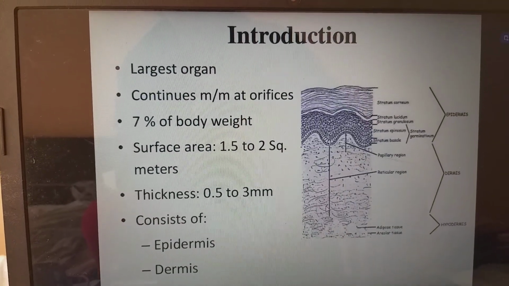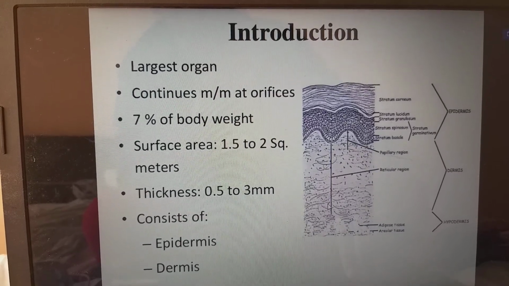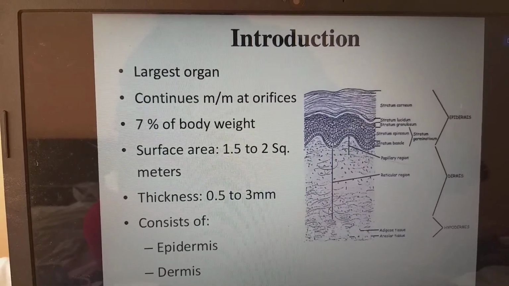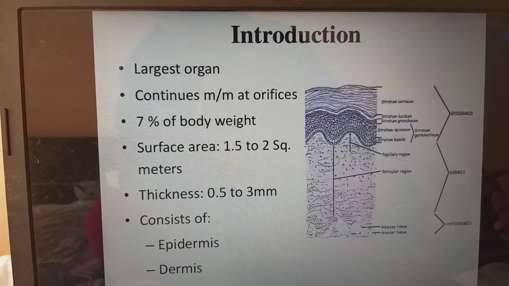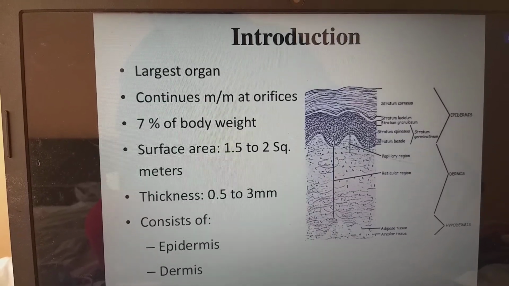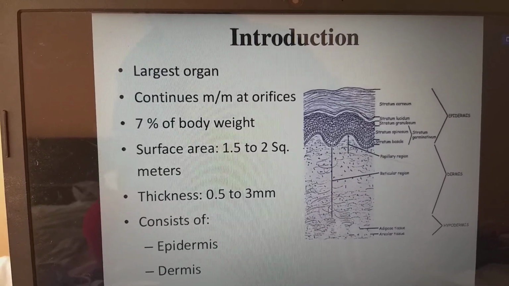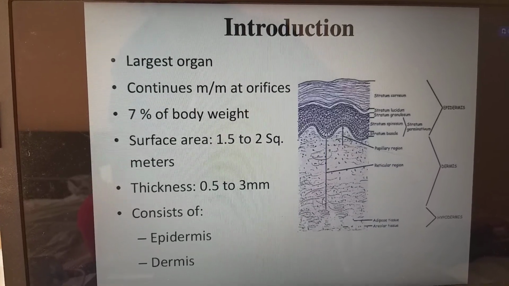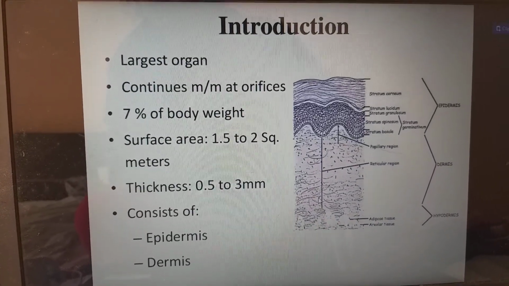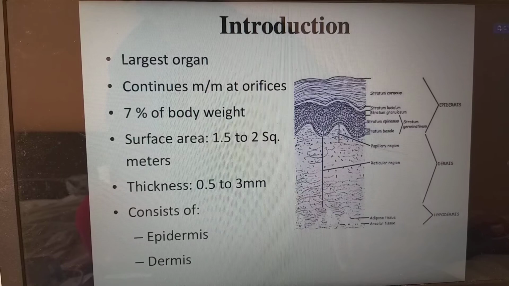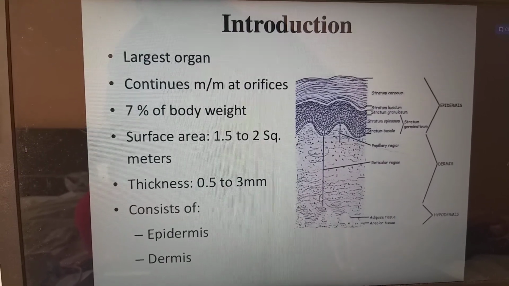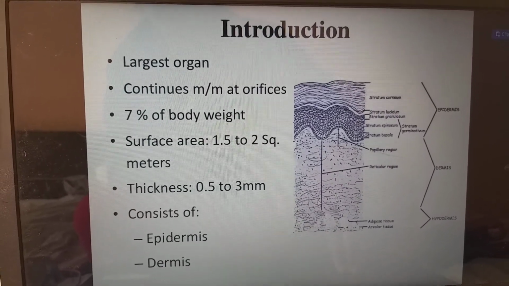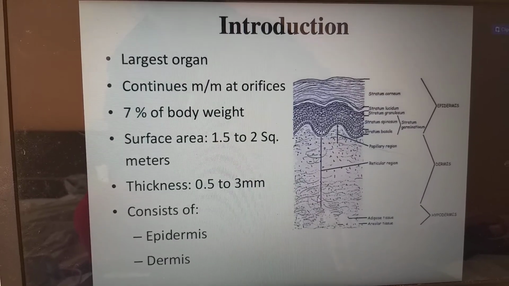Coming to the introduction, the skin is the largest organ and continues at each and every orifice. Orifice means opening. It is about 7% of the total body weight. Surface area is around 1.5 to 2 square meters. The thickness is 0.5 to 3 mm. It consists of epidermis, dermis and hypodermis or subcutaneous tissue.